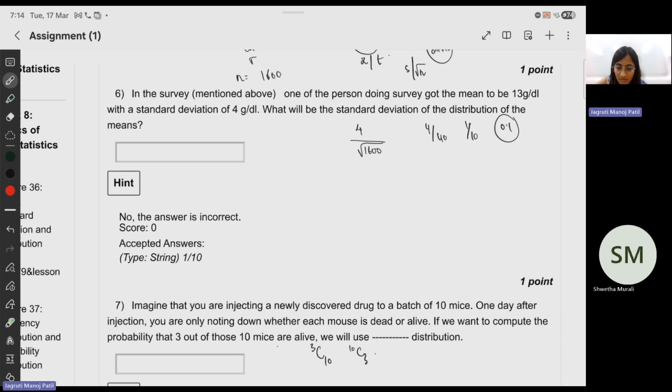Hmm, let me see. I forgot how you write it. Combination. Yeah. So your entire size is n. You write it like this, nCk, right? So from 10, you choose 3. So which distribution will be used here?